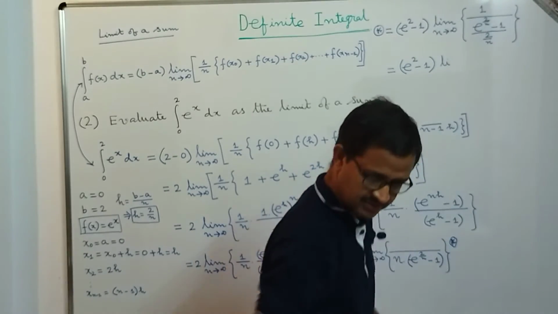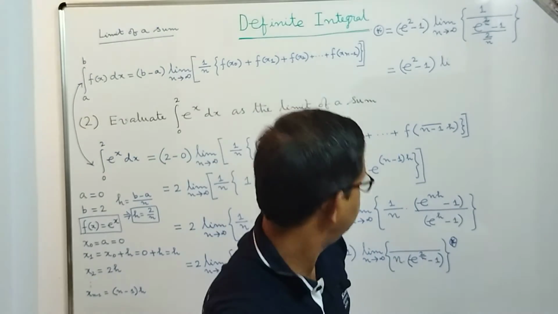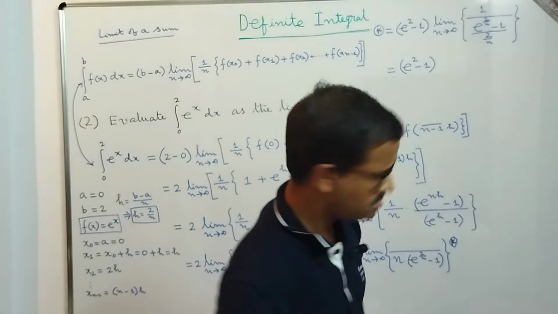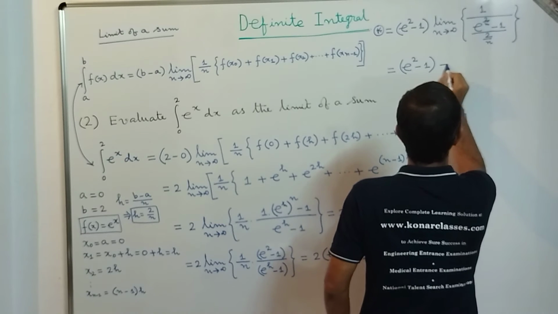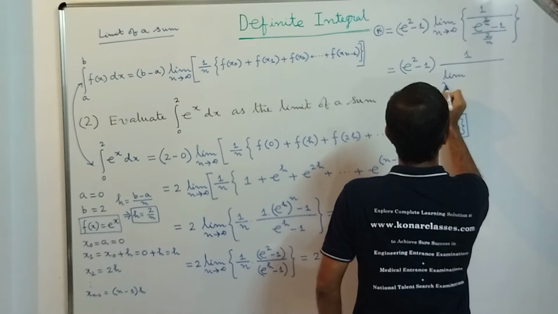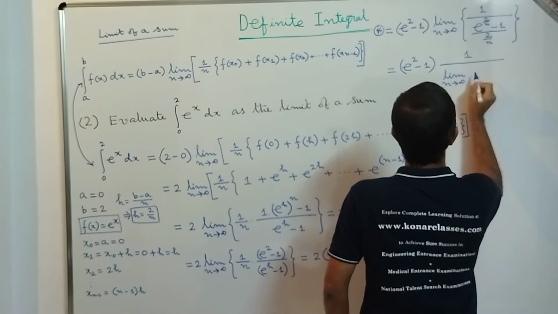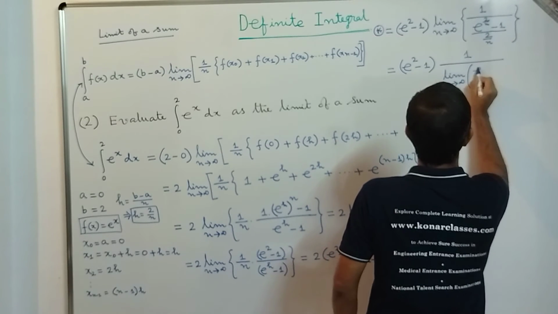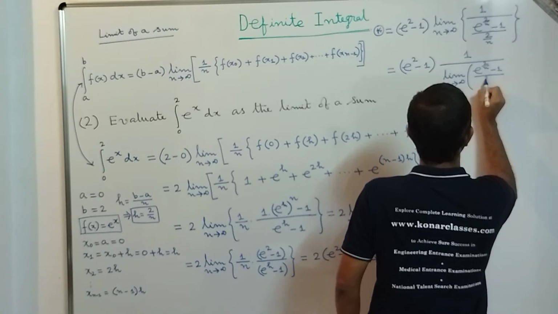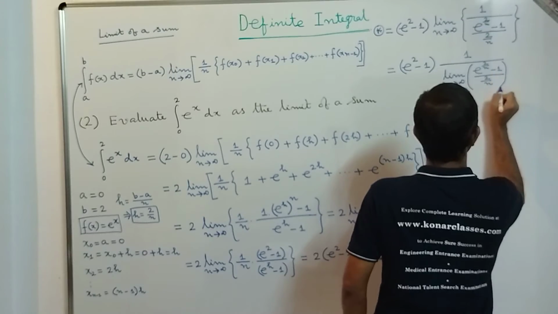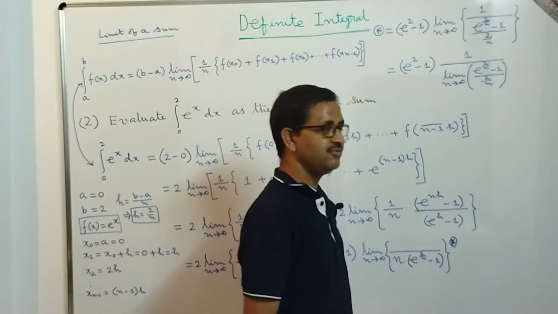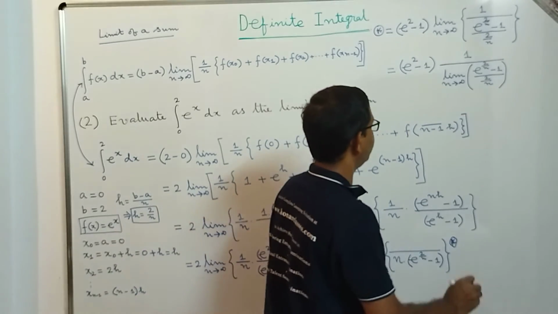So we can write this as 1 by limit n tending to infinity of e power 2 by n minus 1 divided by 2 by n. Now we need to find the value of this limit, n tending to infinity, e power 2 by n minus 1 by 2 by n.